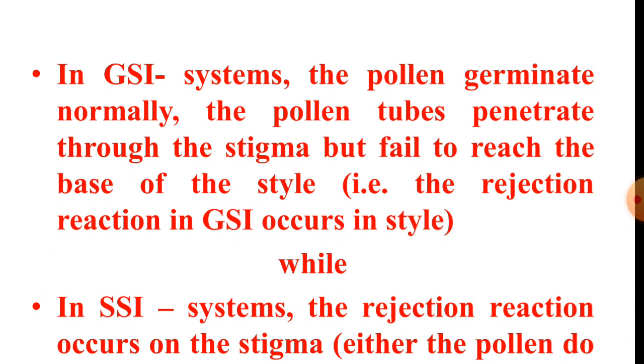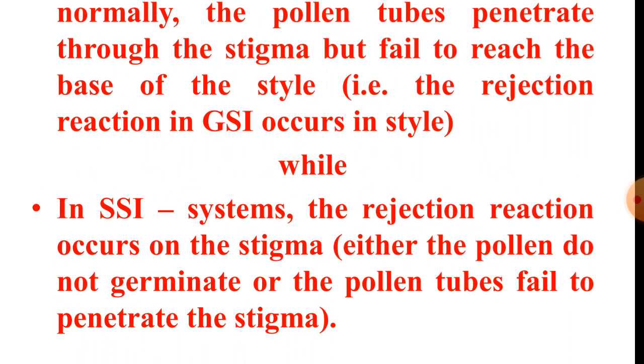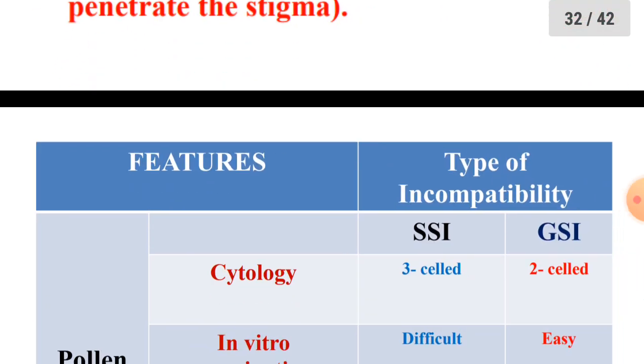In GSI, that is gametophytic self-incompatibility systems, the pollen germinate normally. The pollen tubes penetrate through the stigma but fail to reach the base of the style. That is, the rejection reaction in gametophytic self-incompatibility occurs in the style. While in sporophytic self-incompatibility systems, the rejection reaction occurs on the stigma. Either the pollen do not germinate or the pollen tubes fail to penetrate the stigma.